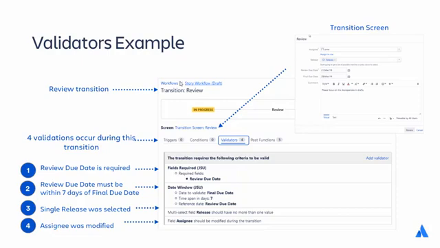The first validator checks that there is a review due date. Second, that the review due date is within 7 days of the final due date. Third, Jira validates that only one release was selected from a field which is presumably a multi-value field, for example, a version picker field. Finally, the transition validates that the assignee was modified. For example, that the user changed from the person who worked on the issue to the person who will now review the issue. Notice that the comment field is added automatically to the transition screen, but it is not required.